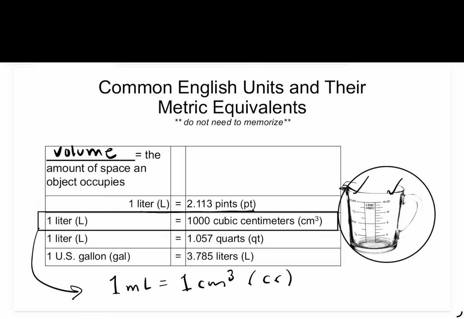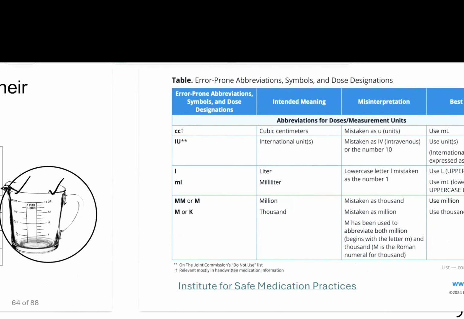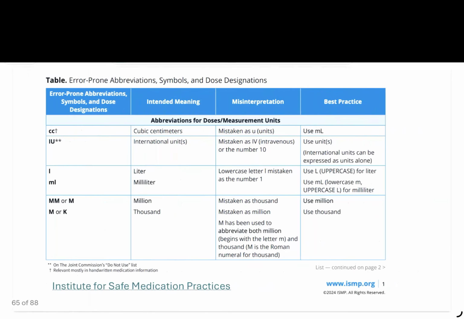And then there's some other metric equivalents for volume. I just wanted to put here, this is kind of small, but if you go to the Institute for Safe Medication Practices, one of the things that this institute is designed to do is to prevent errors in delivery of medication to patients. And so I have this here. You can check this out online if you want. It's also going to be available in the nursing books that you're reading.